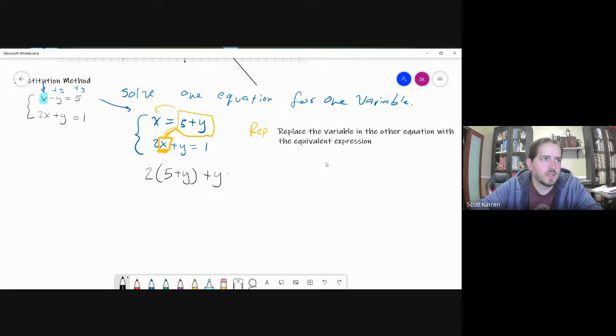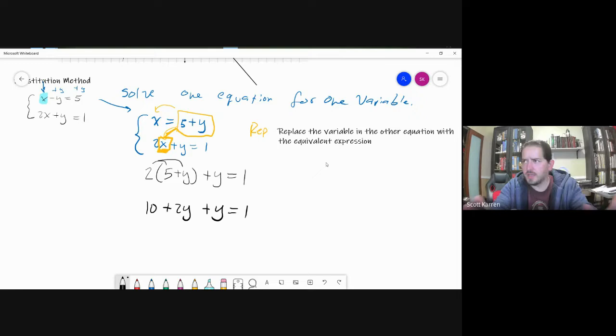Still plus y equals 1, right? And if I distribute, that goes through. That gives me 10 plus 2y plus that y still hanging out there equals 1. But now I've only got one variable, right? So I can solve for this. If I combine my 2y and my y, then I have 10 plus 3y equals 1.